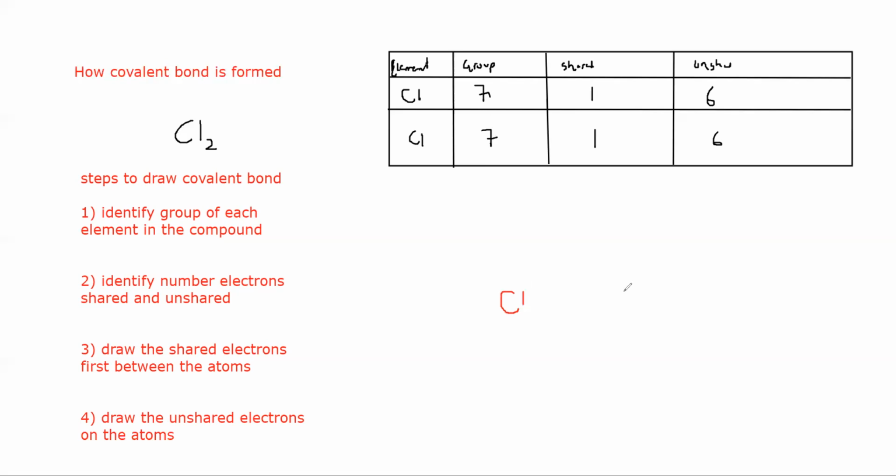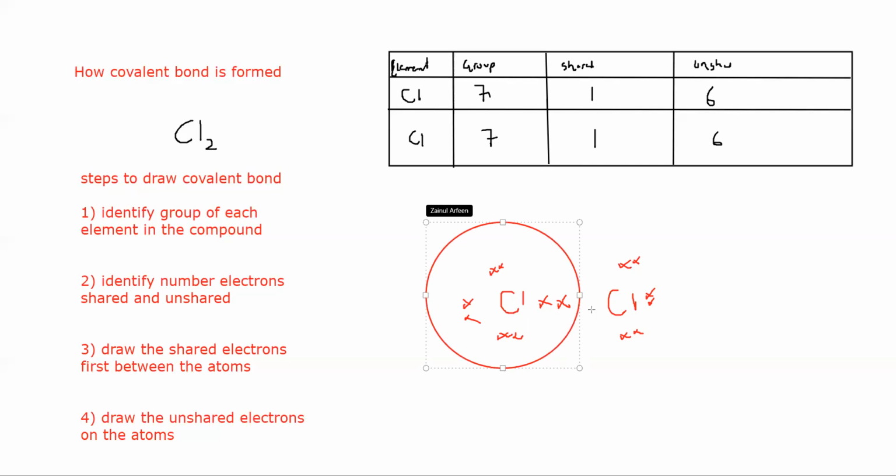If you have 2 chlorine, you draw 2 chlorine. First you will draw the shared one between the atoms. So this one is for 1 chlorine, this is the second. And then unshared on the atom. 1, 2, 3, 4, 5, 6. 1, 2, 3, 4, 5, 6. And then draw a circle for each atom so that it will have 8 electrons. So this is a circle for one and this is a circle for the other. So this is a covalent structure of chlorine molecule.